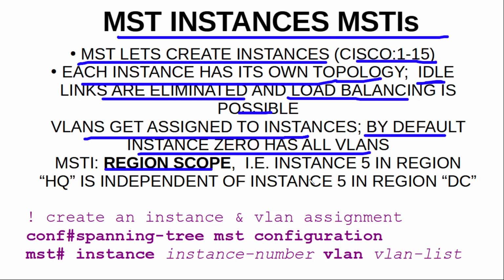So for instance, if you're using instance 5 in one region and you're also using instance 5 in another region, they are completely different and separated. They don't have anything to do with one another. So in order to create an instance and assign it VLANs, you go into spanning-tree mst configuration, and then you issue instance, the number of your instance, and the VLANs that belong to that particular instance.